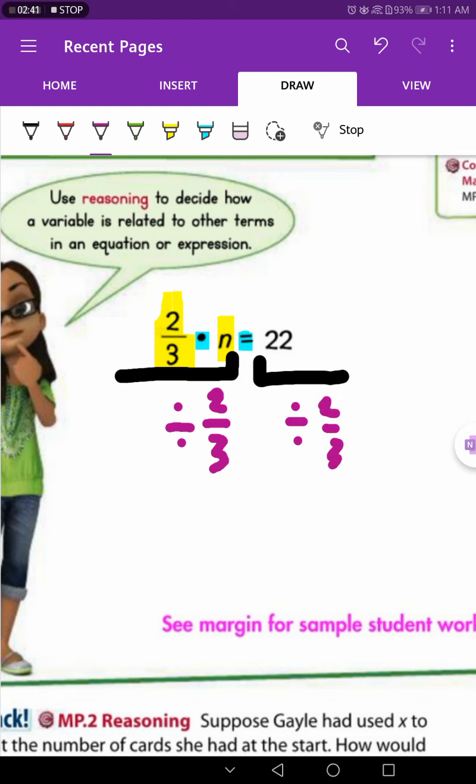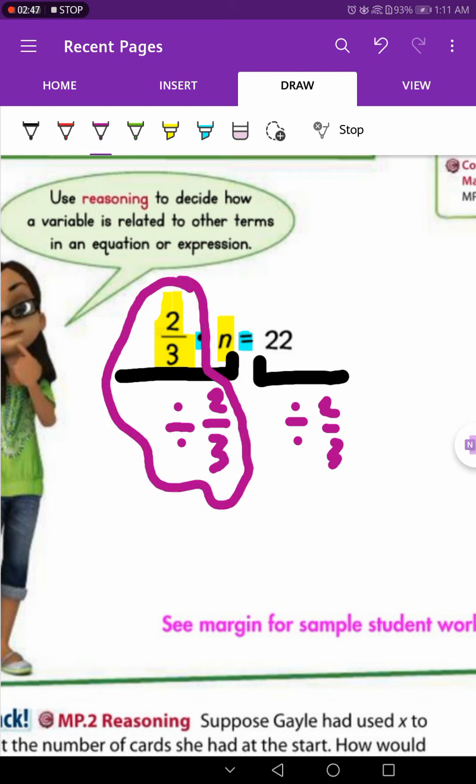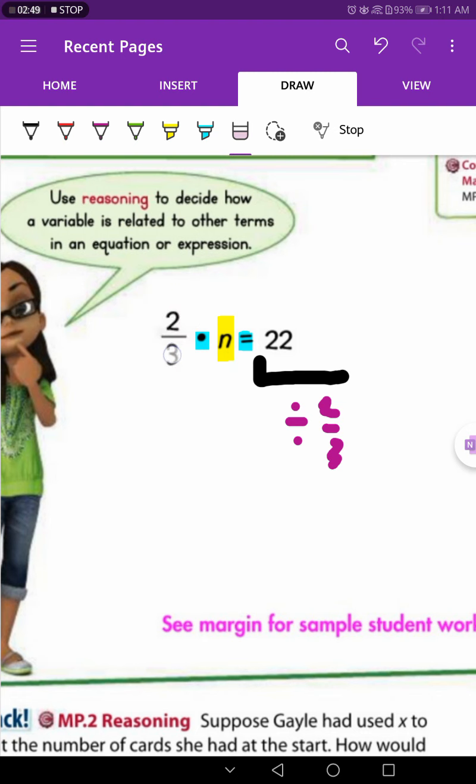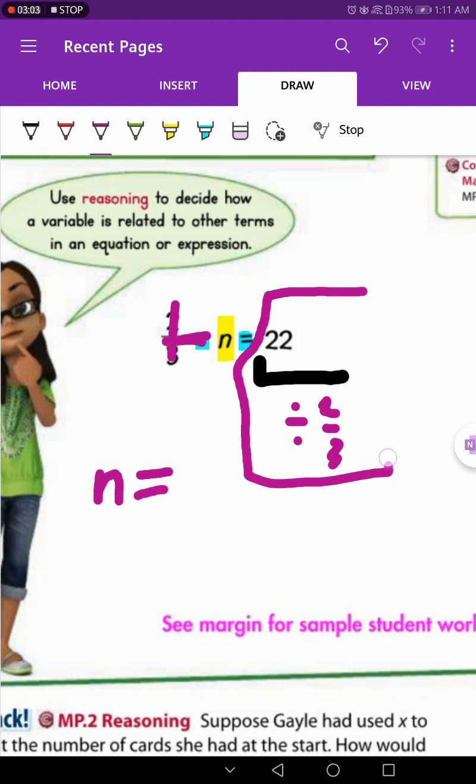Good. On the left side here, we are done. So the n will come alone. We eliminate this. So the n comes, and what is the answer of this? I mean 22 divided by 2 over 3. Okay, my dear students.